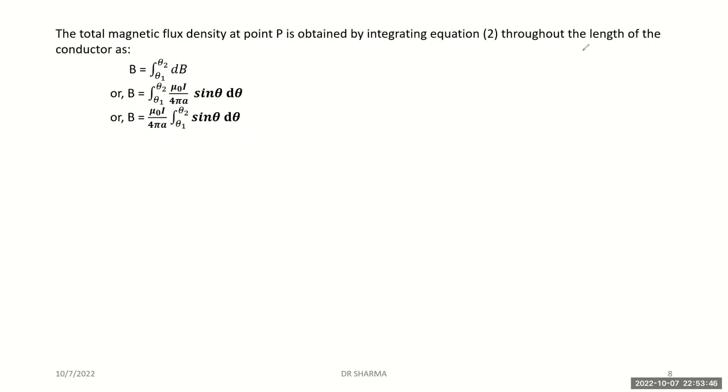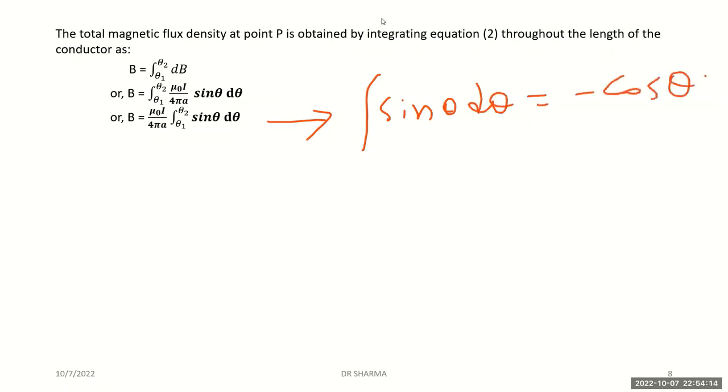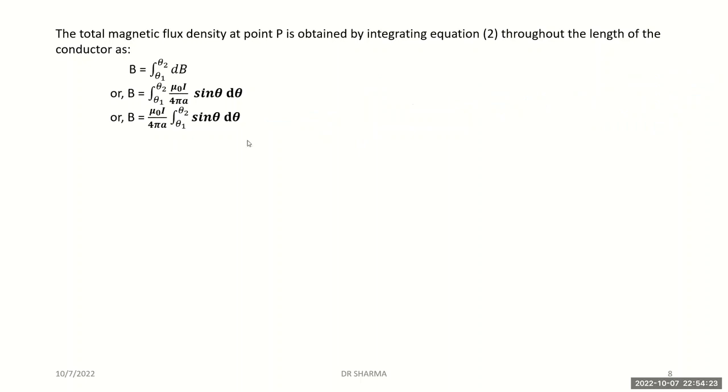This implies B is equal to mu naught I by 4 pi a times cos theta 1 minus cos theta 2. You remember that the derivative of cos is negative sine, so the integration of sine theta is negative cos. So after using the limits, you get mu naught I upon 4 pi a times cos theta 1 minus cos theta 2.